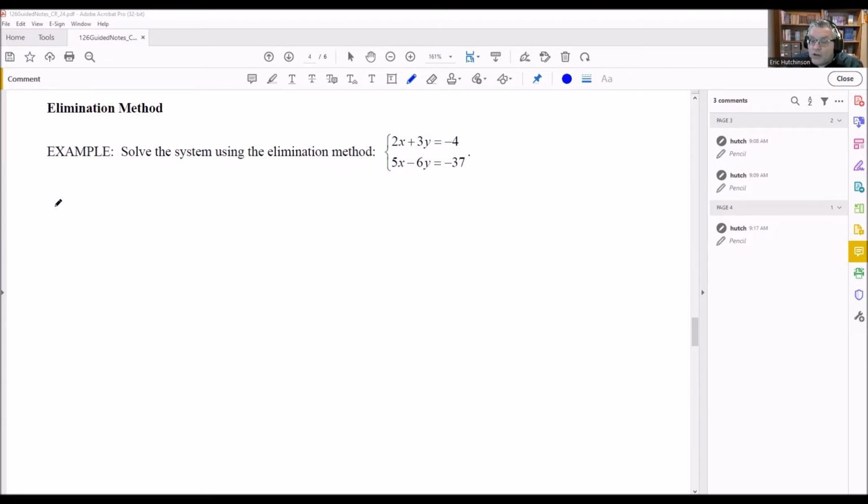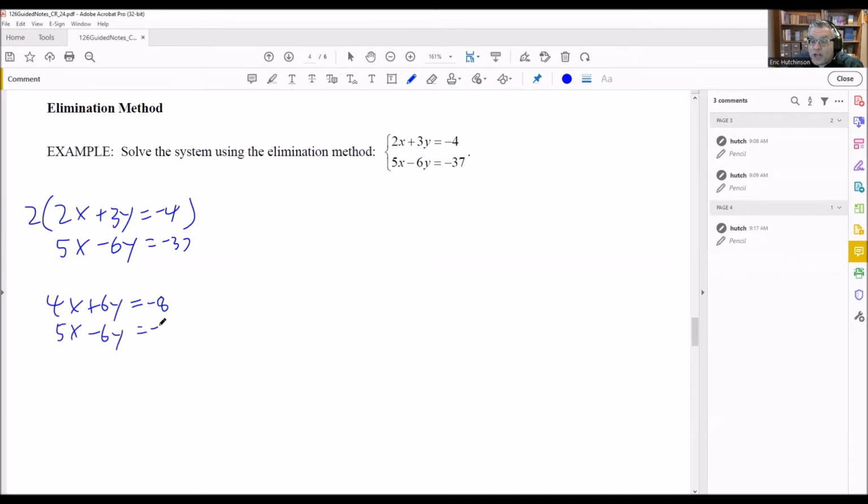I'm going to take the first equation exactly the way it's written here. But then I'm going to multiply this by 2. But I'm not going to do anything with the bottom equation. Okay, because if I multiply this by 2, I get a 6y. So that way when I add these equations together, I can cancel it out. I don't even need to multiply by negative because this is already negative here. So I get 4x plus 6y equals -8 when I multiply. Remember to multiply everything through by 2, including the number on the right-hand side. Then I have 5x minus 6y equals -37.